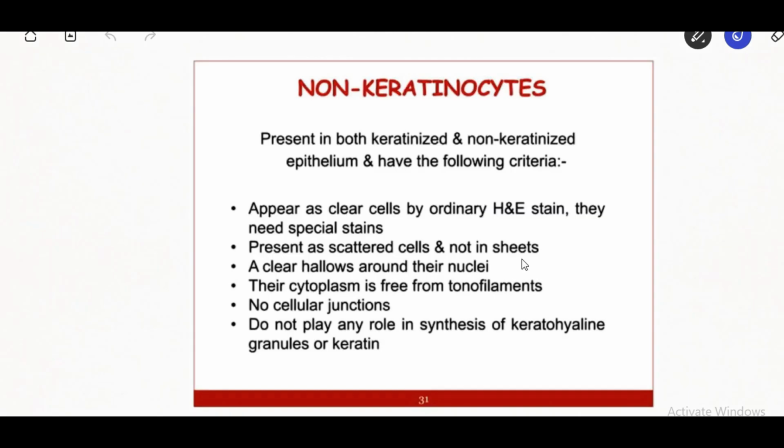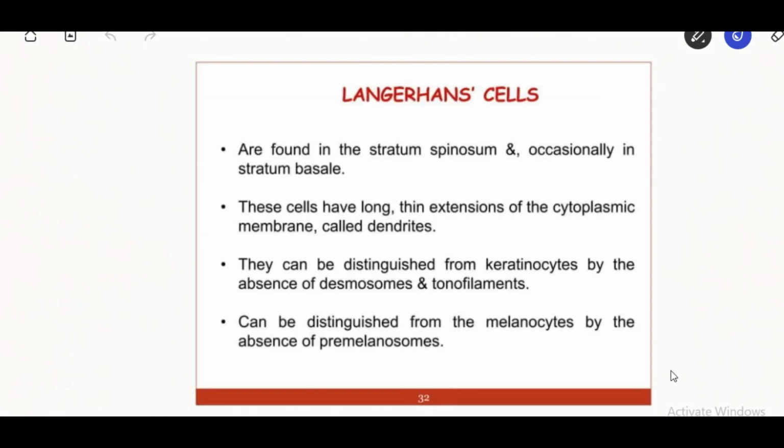The non-keratinocytes are present in both the keratinized and non-keratinized epithelium. They appear as clear cells with ordinary hematoxylin and eosin stain. They need special stain. They are present as scattered cells. The cytoplasm is free of tonofilaments. They do not play any role in synthesis of keratohyalin granules or keratin.